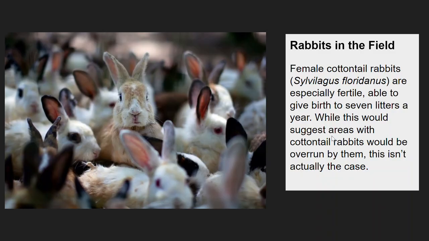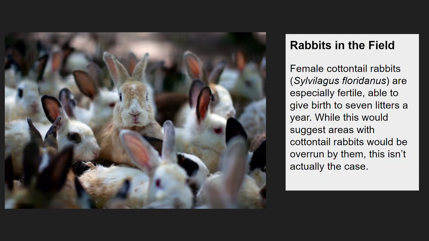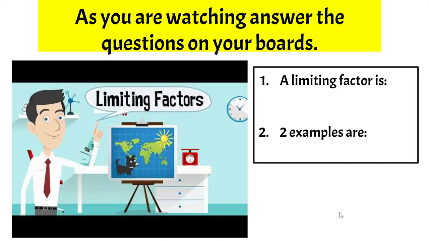All right, so continuing on with our lesson and thinking about all the things that happened to our bears and kept them from growing their populations, we can think about rabbits in the field. So female cottontail rabbits, Sylvilagus floridanus, are especially fertile. They're able to give birth to 7 litters per year, and while this would suggest areas with cottontail rabbits would be completely overrun by them, this isn't actually the case. So we're going to think about how that could be. What could be the reason that we aren't completely overrun by these rabbits?